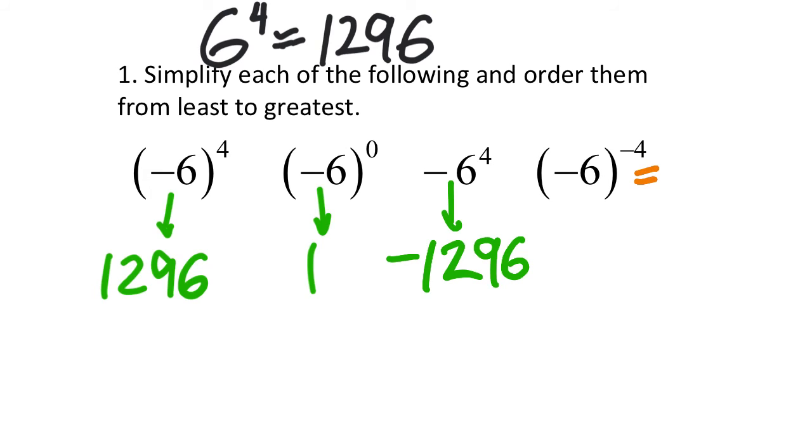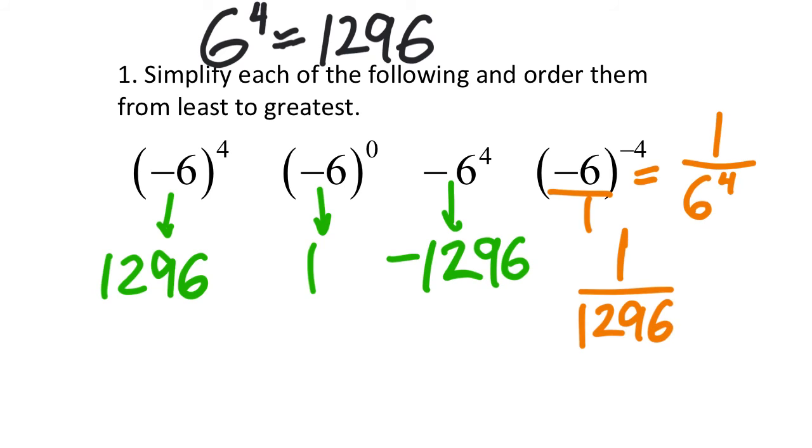But on this one right here, negative 6 in parentheses to the power of negative 4. Again, you can show that over 1. I would have to flip it to make it 1 over 6 to the power of 4. And we already know that 6 to the power of 4 is 1,296. So we get 1 over 1,296.